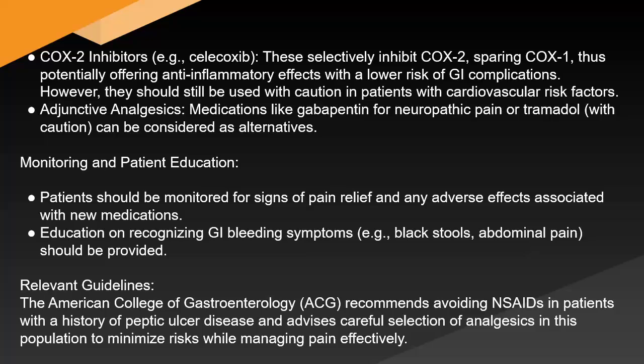Monitoring and patient education: patients should be monitored for signs of pain relief and any adverse effects associated with new medications. Education on recognizing GI bleeding symptoms, e.g. black stools and abdominal pain, should be provided. Relevant guidelines: the American College of Gastroenterology recommends avoiding NSAIDs in patients with a history of peptic ulcer disease and advises careful selection of analgesics in this population to minimize risks while managing pain effectively.